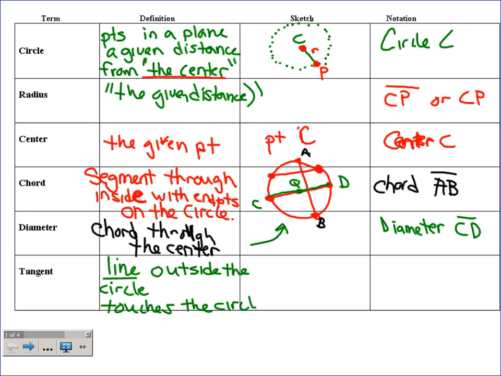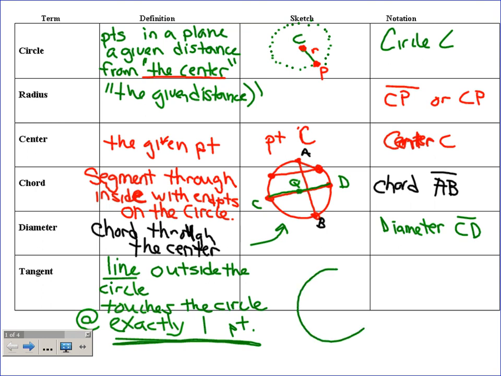I'm really trying to write slowly so that it comes out. It touches the circle at exactly 1 point. Okay? The line that's outside the circle touches the circle at exactly 1 point. So when we draw this, it should be kind of obvious because it keeps going in each direction.